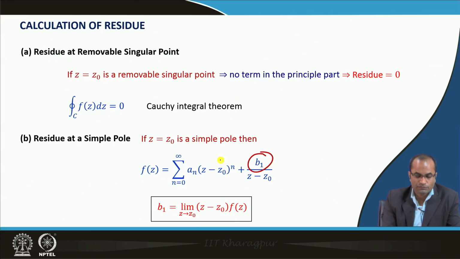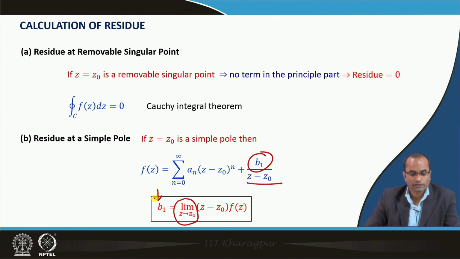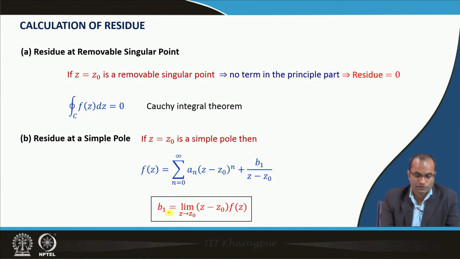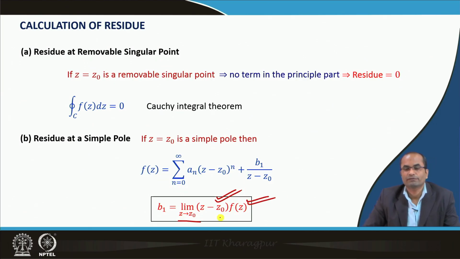So, to get this B 1, we multiply this by z minus z naught and then take the limit as z approaches z naught. So, without expanding this f z into the Laurent series, we can get this B 1, which is readily given here. So, if it is a simple pole, we will just multiply this f z by z minus z naught and take the limit, and whatever number comes, that is actually the residue.